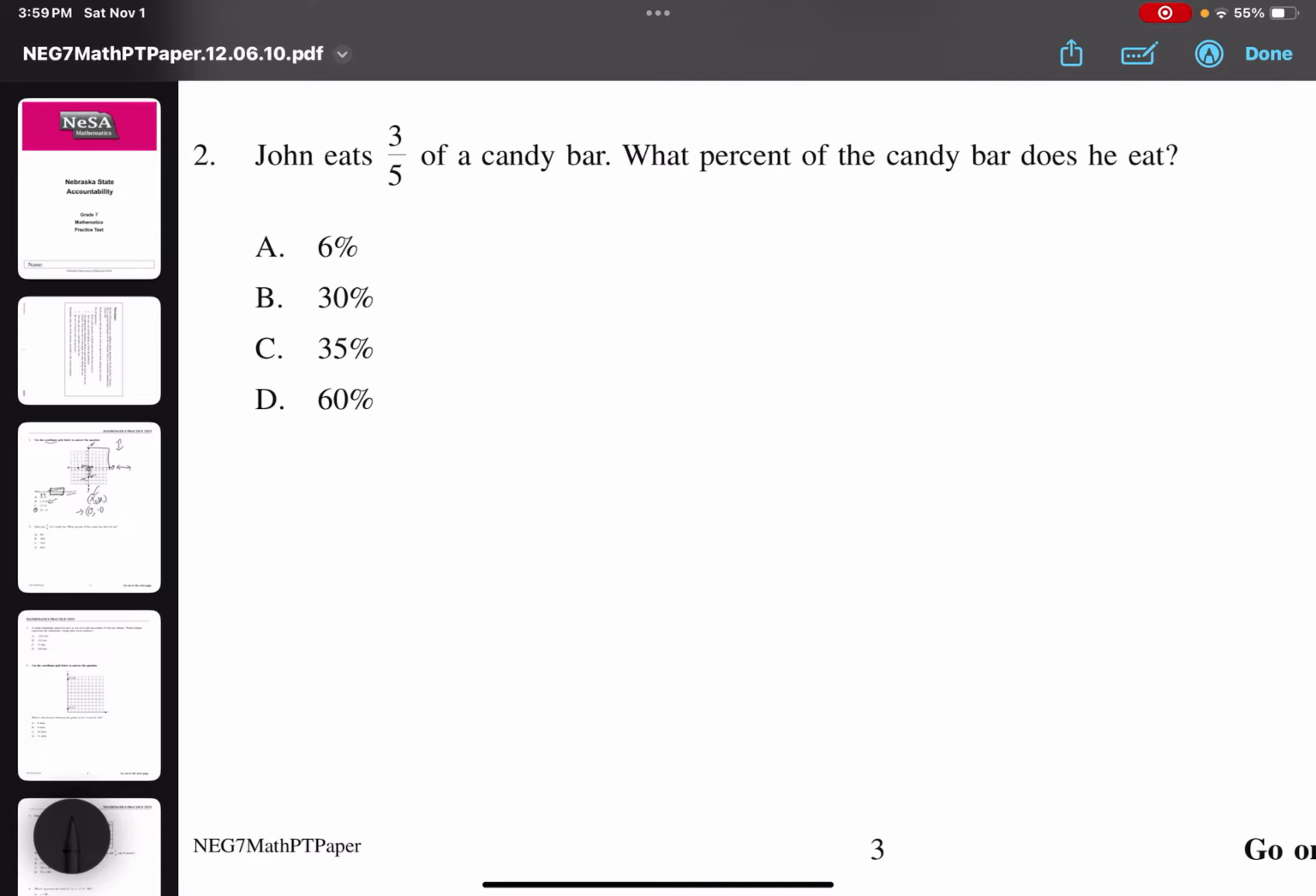All right, on this one, we have John eats 3/5 of a candy bar. What percent of the candy bar does he eat? We're going to want to look at keywords. So the first thing is, how do we make a fraction a percent or a decimal?